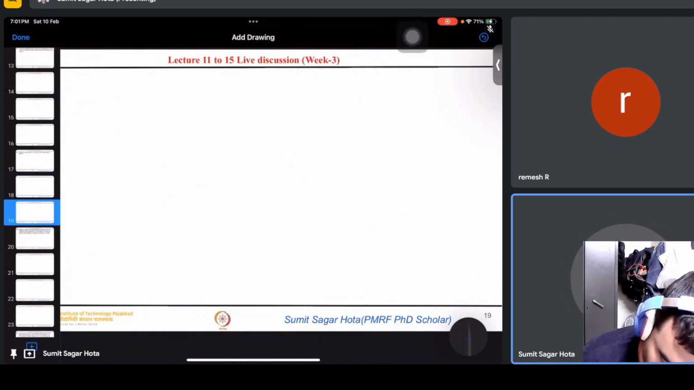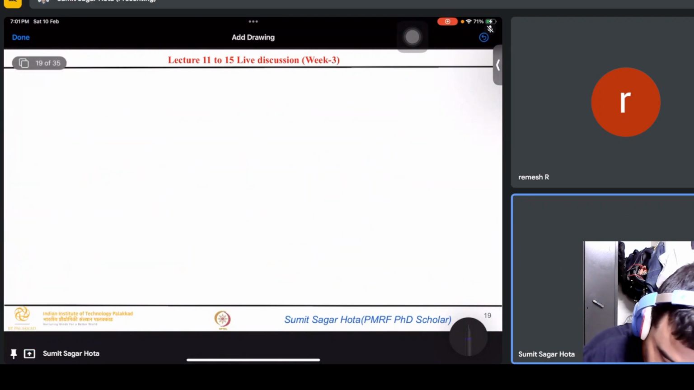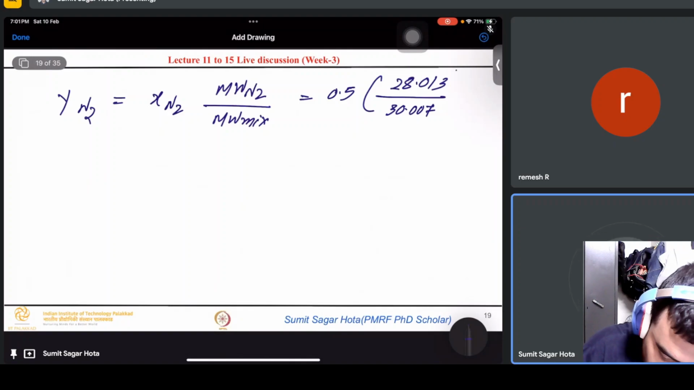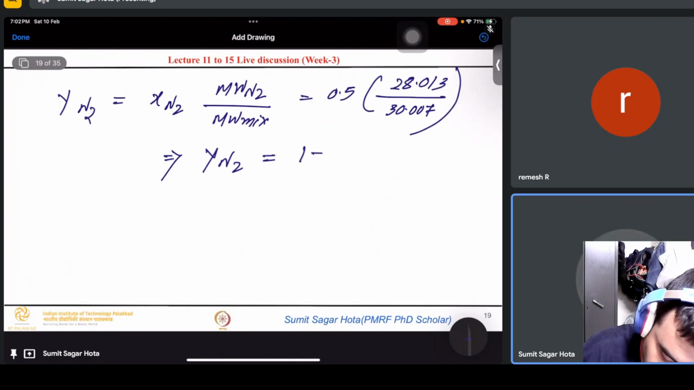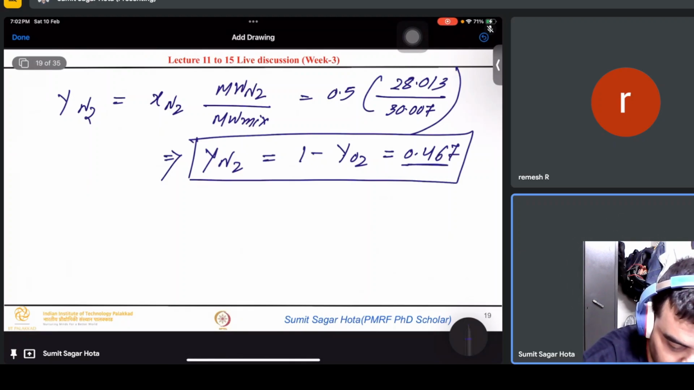You can use the formula, or you can directly just do 1 minus. Y of N2 is equal to x of N2 times molecular weight of N2 by molecular weight of the mixture, equal to 0.5 times 28.013 by 30.007. Y of N2 is equal to 1 minus y of O2, which is 0.466. Got that? Okay, 2 ways you can do it.